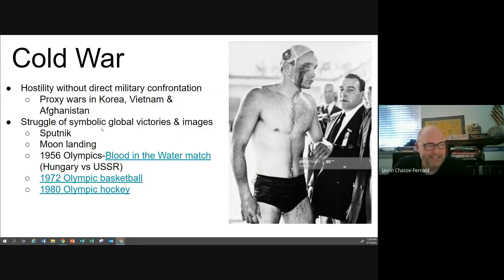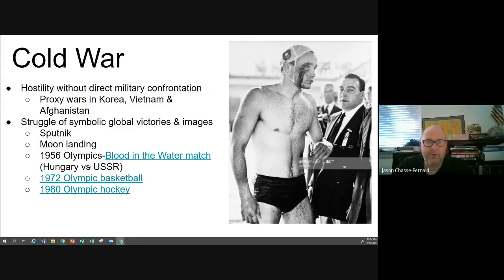When you talk about these symbolic global victories, these are a big deal, right? So the Cold War. Here's a couple of examples. One is the blood in the water match. And this actually isn't a Soviet versus U.S. moment. It's actually Hungary, an Eastern Bloc country when it happens. It is behind the Iron Curtain.